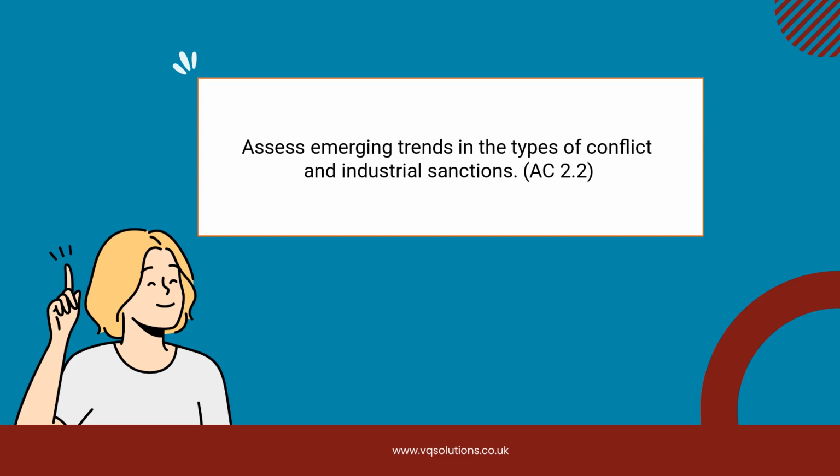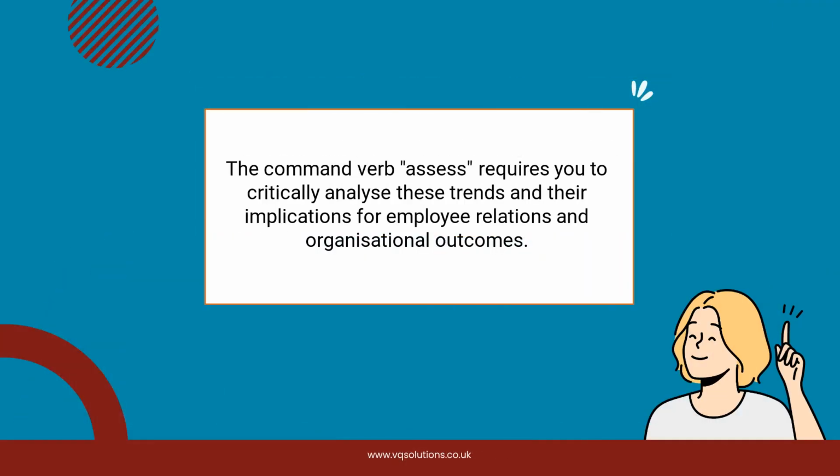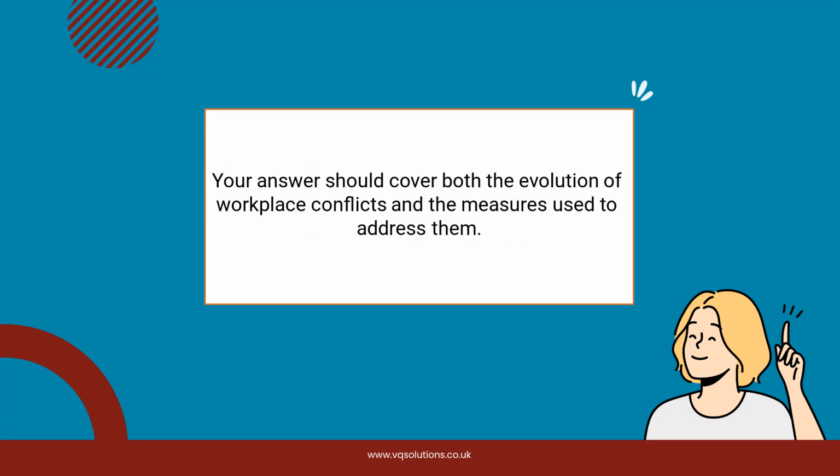This question is asking you to assess the emerging trends in workplace conflict and industrial sanctions. You'll need to evaluate how conflict is changing in the workplace and the types of sanctions being applied by organizations. The command verb assess requires you to critically analyze these trends and their implications for employee relations and organizational outcomes. Your answer should cover both the evolution of workplace conflicts and the measures used to address them.